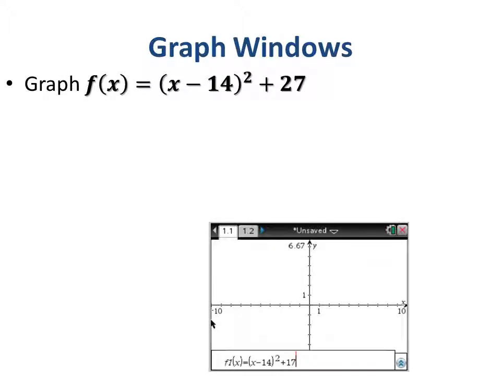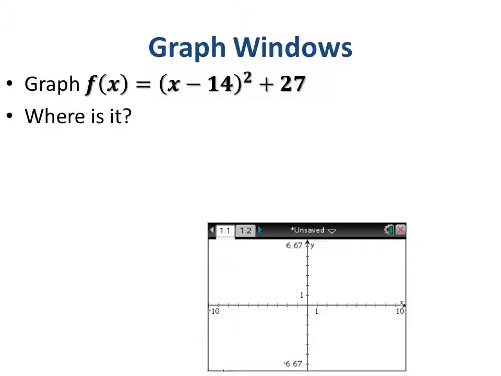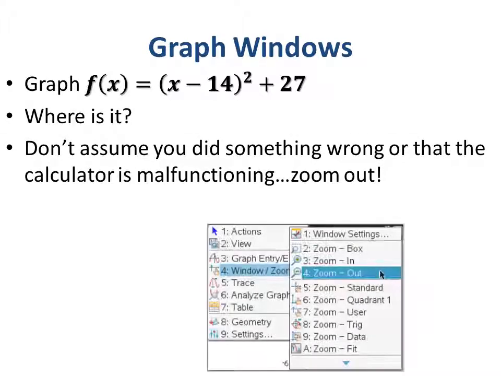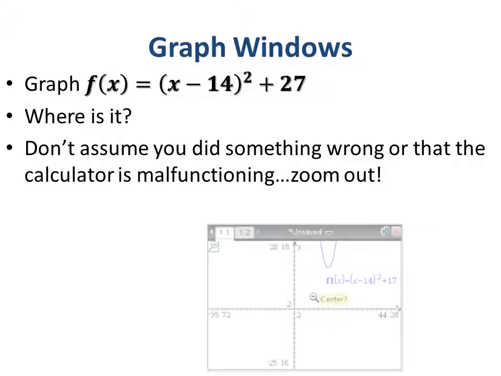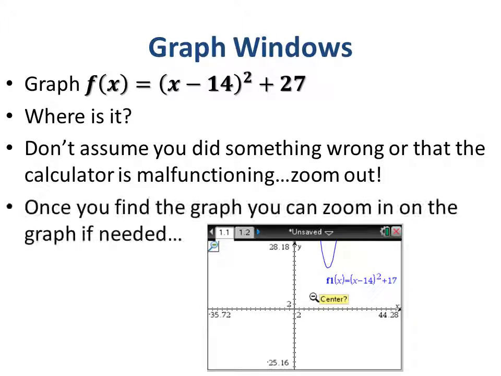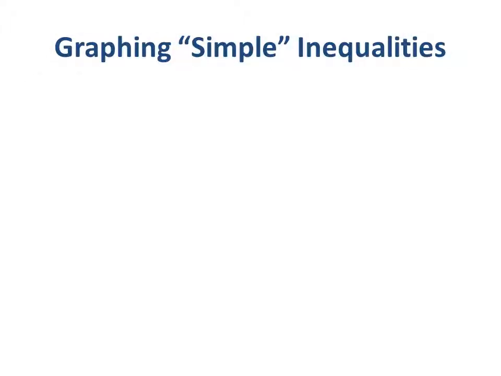When you're graphing, make sure that you understand that your graph window is the only part of the graph you're able to see. For example, if I graph this quadratic, press Enter, where is the graph? Well, of course, I need to zoom out. Don't assume that you did something wrong or that the calculator's malfunctioning. Go ahead and zoom out until you can see the graph. Now, if you need to zoom in to do some more work with it up close, you can go ahead and do that. So the first thing you should check if you don't see your graph is to zoom.